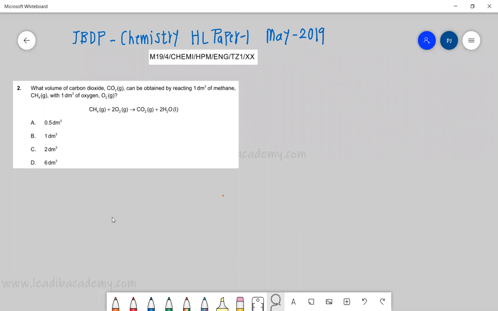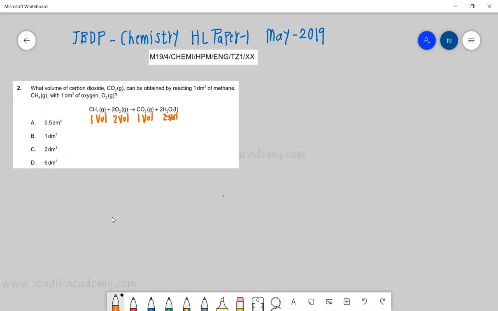Okay. So let's look into this second interesting question. What volume of carbon dioxide gas can be obtained by reacting 1 dm cube of methane with 1 dm cube of oxygen, as per the equation? What is this equation telling us? It specifies that 1 volume of methane reacts with 2 volumes of oxygen to produce 1 volume of CO2 and obviously 2 volumes of water. But we will consider only the gaseous, so we'll ignore this right now.